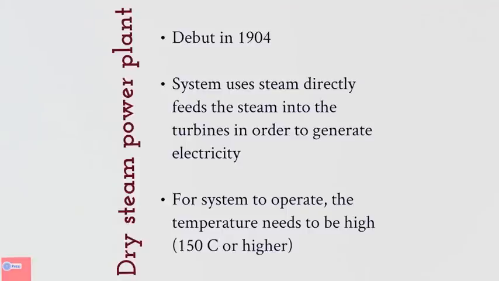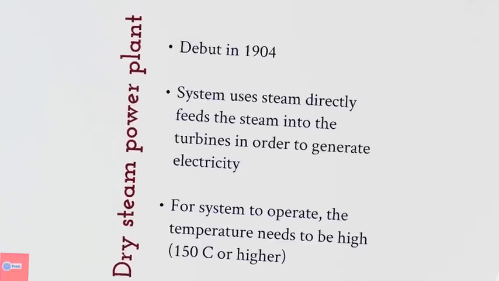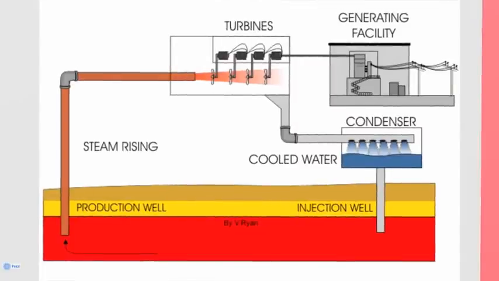These plants require the steam to be very hot, or in other words, these plants require an operating temperature of 150 degrees Celsius or higher. The steam is brought up by the production well and redirected to a turbine which drives a generator which produces electricity. After the steam is condensed, we can use the re-injection well and put it back into the reservoir to sustain its life. The following diagram displays a basic layout of a dry steam power plant.